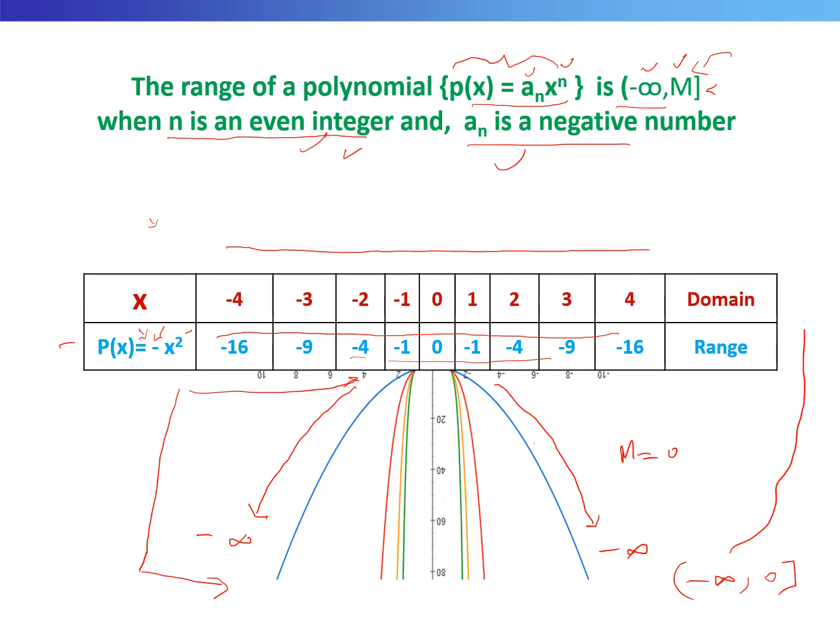So we can compare it with the general formula, and the conclusion is that this M is 0 for this case. Our case, this is 0. The general formula is negative infinity and capital M. So for our case, capital M is equal to 0, which is right here. That's it. Let's go ahead and summarize these lessons.